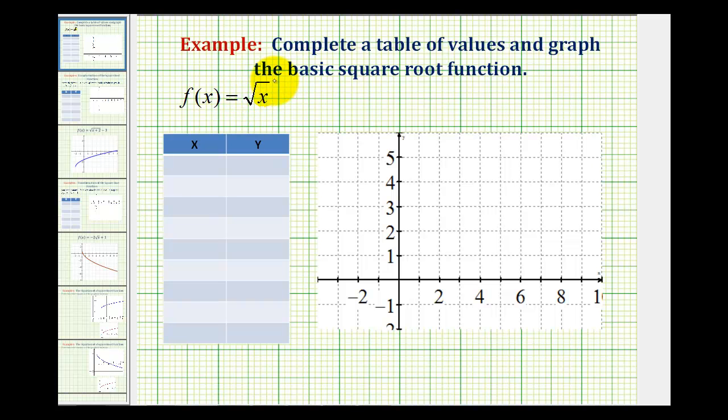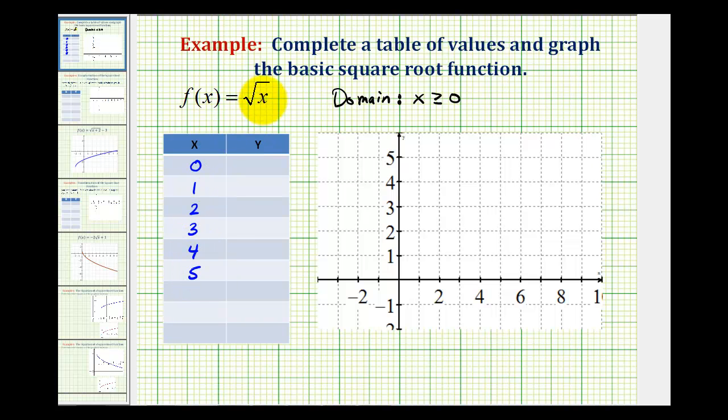And we know the square root of a negative number is not going to be real, therefore we can say that the domain would be x greater than or equal to 0. So we can only use values that are greater than or equal to 0 for our t-table. So let's start by using the x values of 0, 1, 2, 3, 4, and 5.